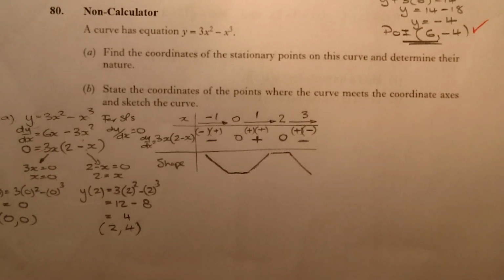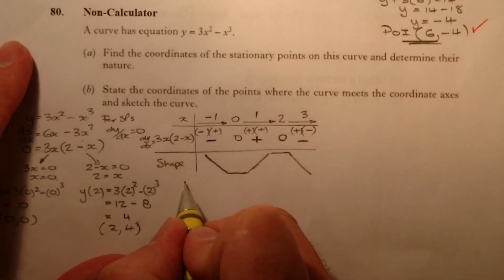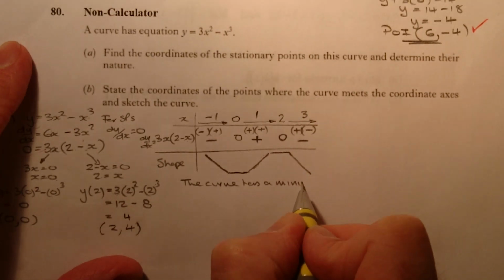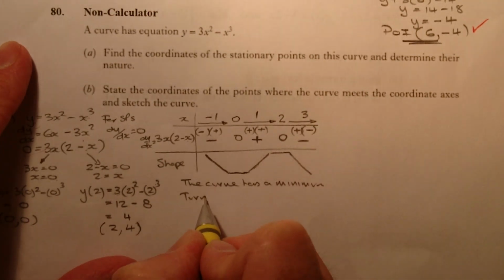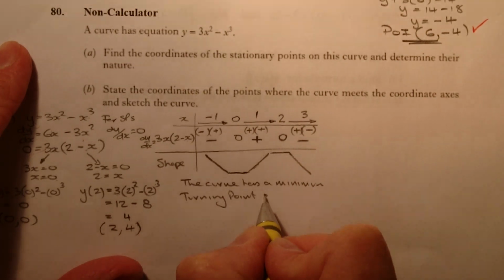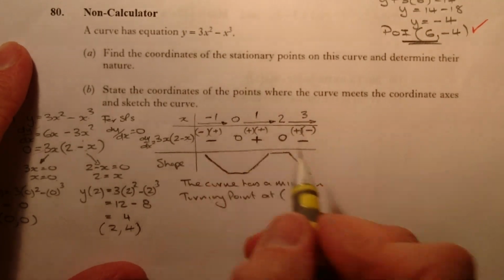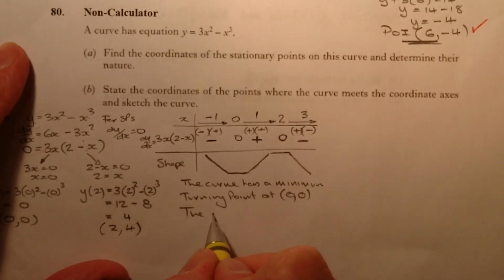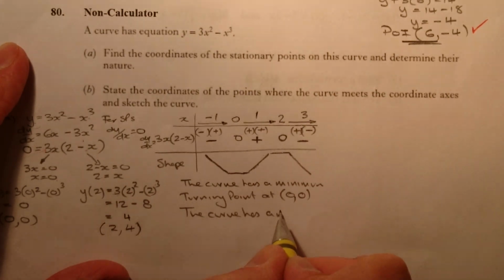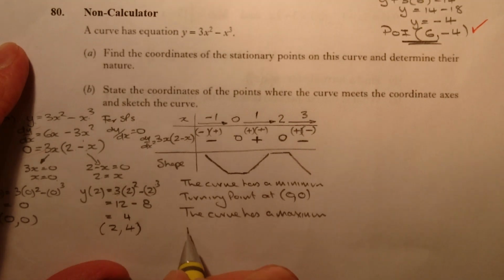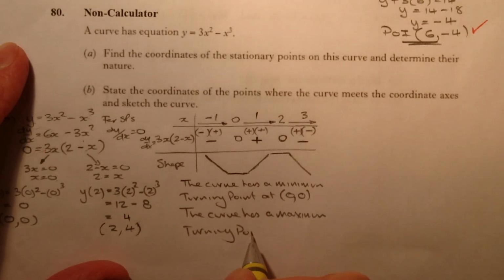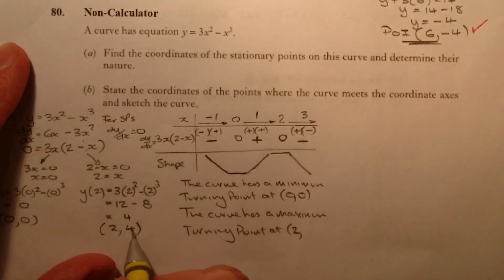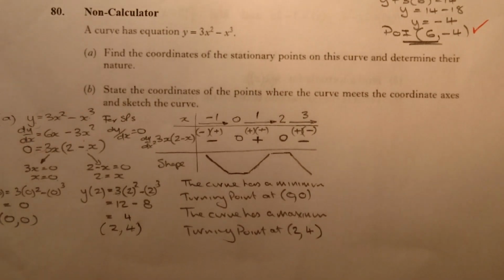So what I would also say is I'd just make a quick statement. So the curve has a minimum turning point at, and what we'll do is I'll look for the coordinates, so it's 0 there, okay, and it's 0 here, okay, 0, 0, and the curve has a maximum turning point at, and it's this point here, so it's 2 for the x coordinate, and it was 2, 4 that kind of matched up with that, okay, 2, 4.